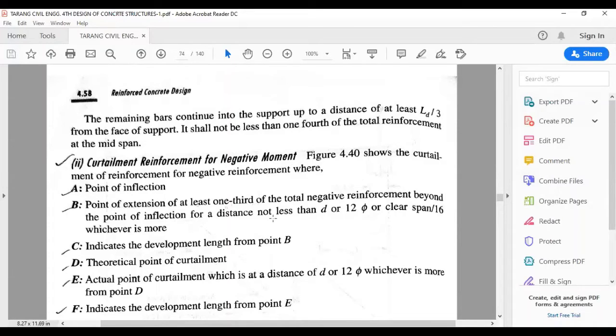So in this, either small d or 12 times the dia or the clear span value divided by 16, whichever is the largest, that will be the point of extension, that is B.